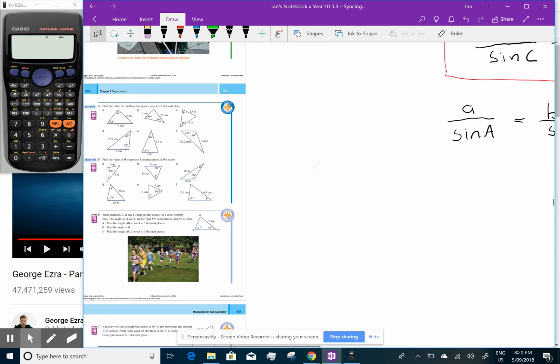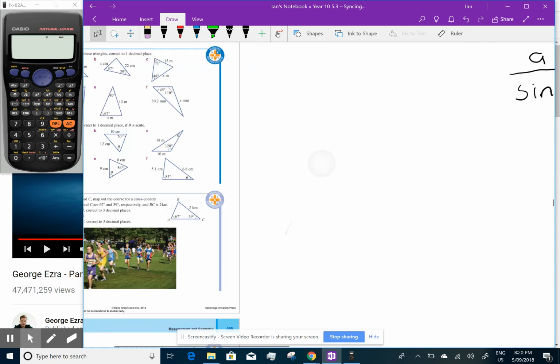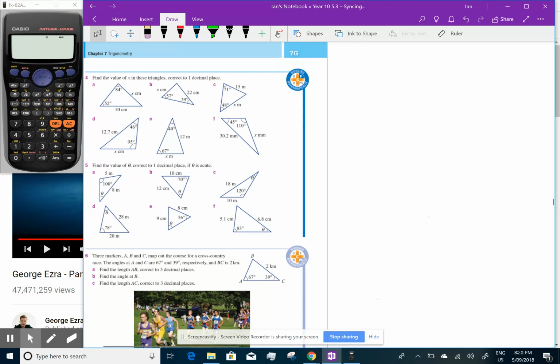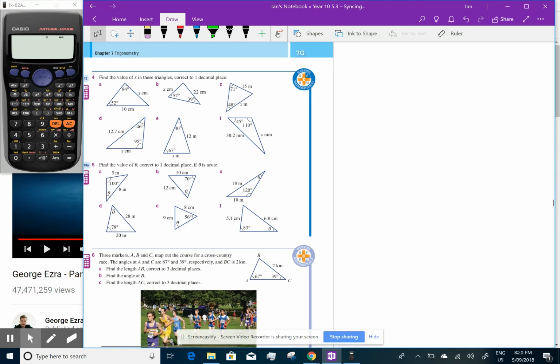So how does this help us? Well, it helps us answer questions in finding sides and finding angles. So I'm going to do 4b and 5b and see how we go. So 4b, there's a triangle. And I've got this angle and this side, and I've got this angle, and I've got to find that side.